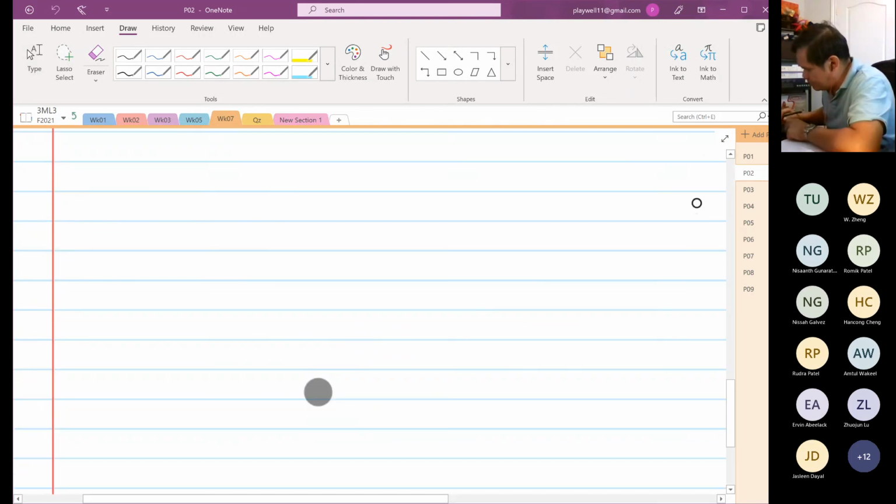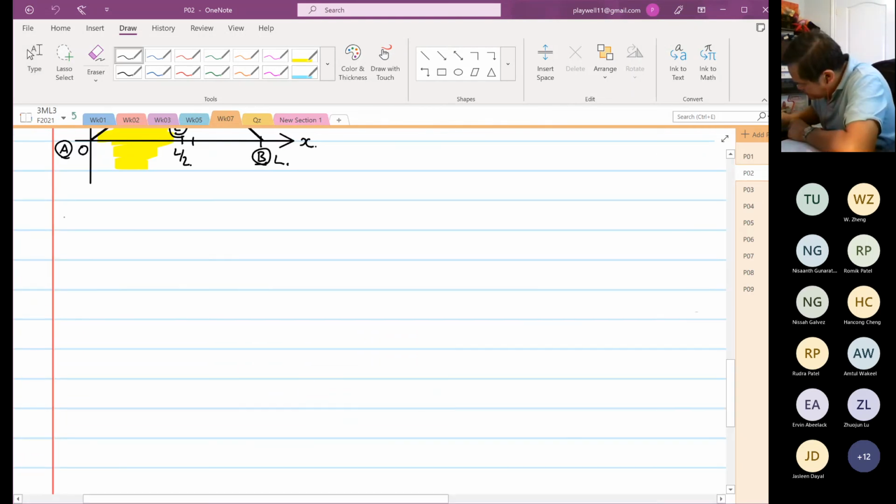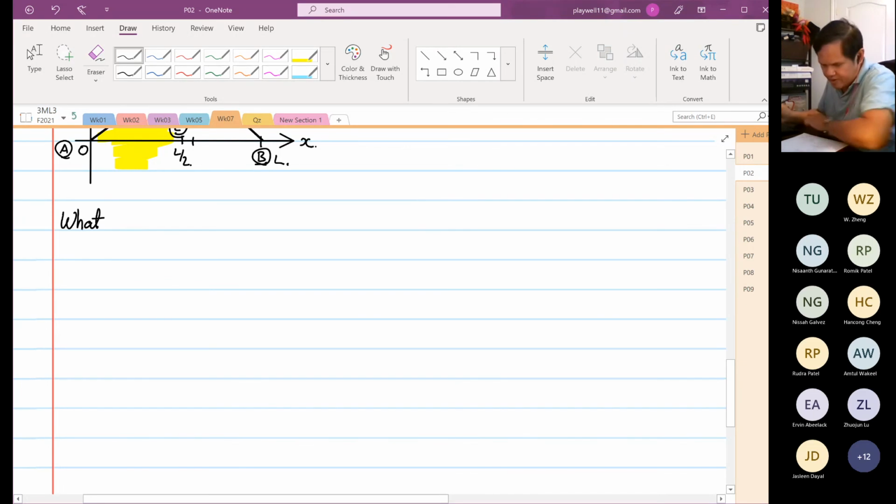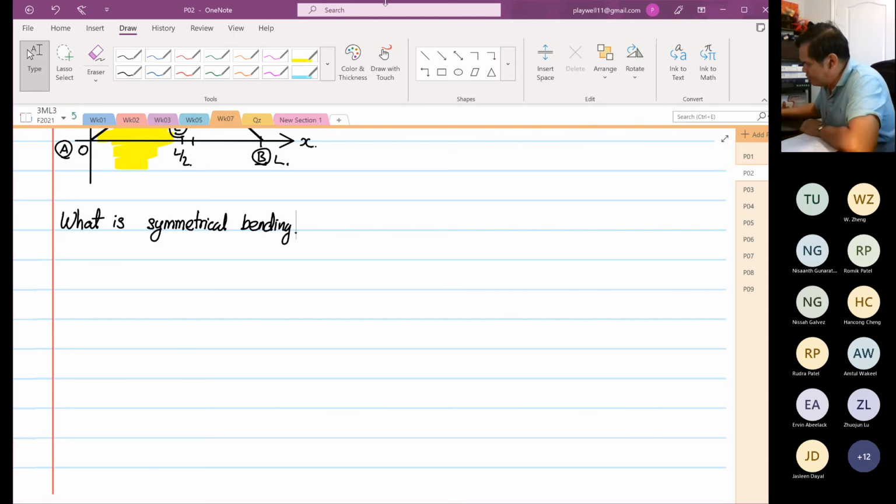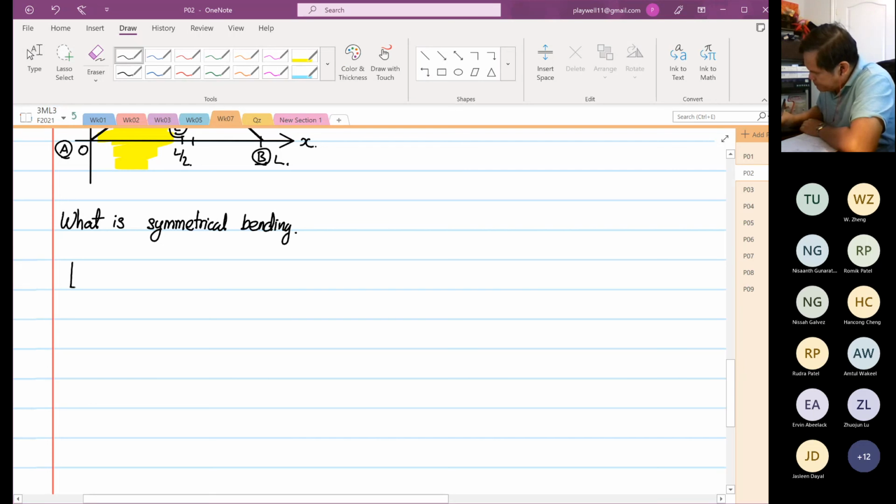Because the textbook is very confusing when explaining this. What is symmetrical bending? So if we look at a structure now.